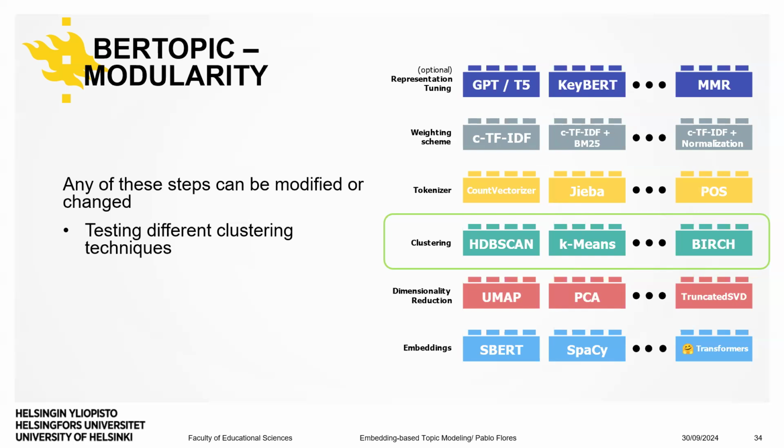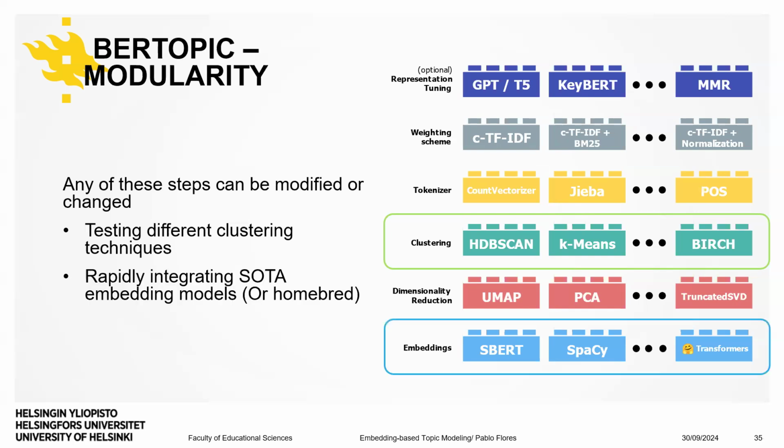So the parameters that define the clustering technique are very important. The whole topic modeling here is very sensitive to whatever parameters you put there, and also the strategy itself, whether you use DBSCAN or k-means or any other. And then the other one, of course, is the different embedding models. This is a very fast-moving field, at least during the last years.